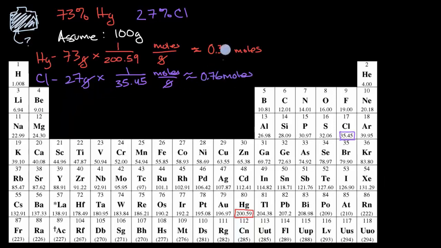And so what's the ratio here? Well, it looks like for every 1 mercury atom, there are roughly 2 chlorine atoms. If I take 2 times 0.36, it is 0.72, which is roughly close. It's not exact. But when you're doing this type of empirical analysis, you're not going to get exact results. And it's best to assume the simplest ratio that gets you pretty close.